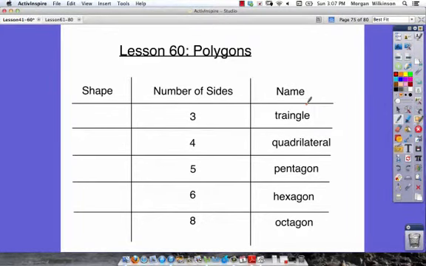Lesson 60 is about polygons. And when we're talking about polygons, we have a table below that we're going to look at in a moment. But a definition for a polygon is just a closed shape with straight sides. Let's write that out.